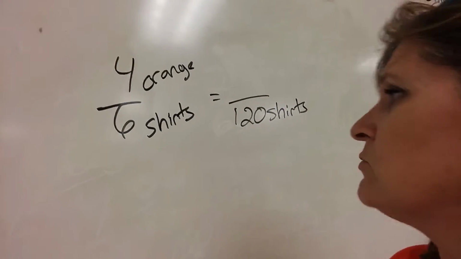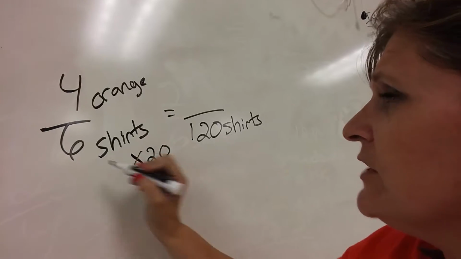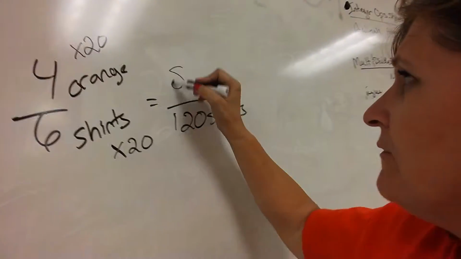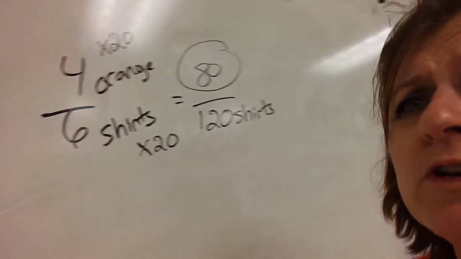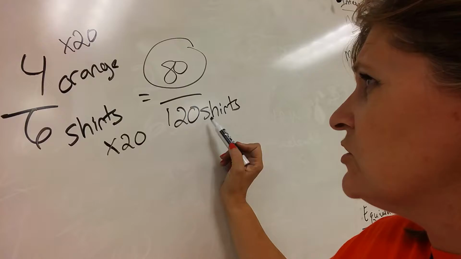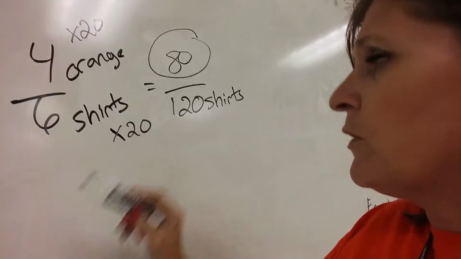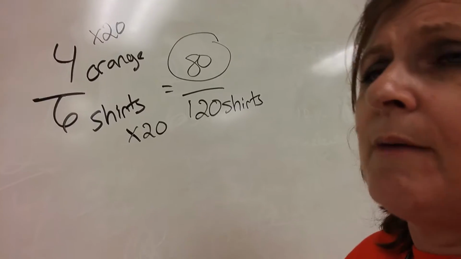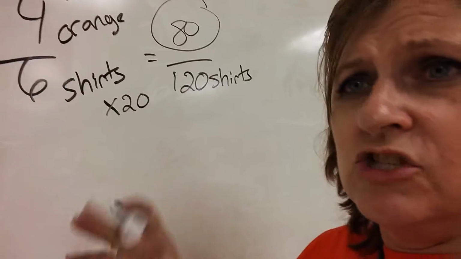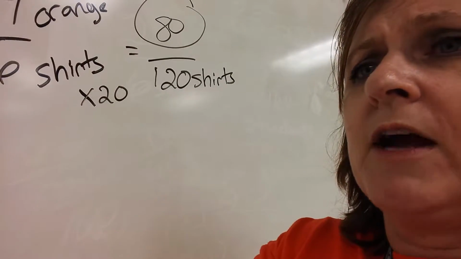Well, 6 times 2 makes 12. So I know 6 times 20 makes 120. And then whatever I do to the bottom, I'm going to do to the top as well. So I know that I'm going to have 80 orange shirts because 4 times 20 is 80. So if I have 120 shirts, I'm going to have 80 of them orange. And that's how I'm going to figure out my ratios. Whatever I do to the bottom, I always do to the top. Keep it in harmony so that you don't have it changing shape as you go along. You always want to do the same thing to the top as the bottom, just like equivalent fractions.